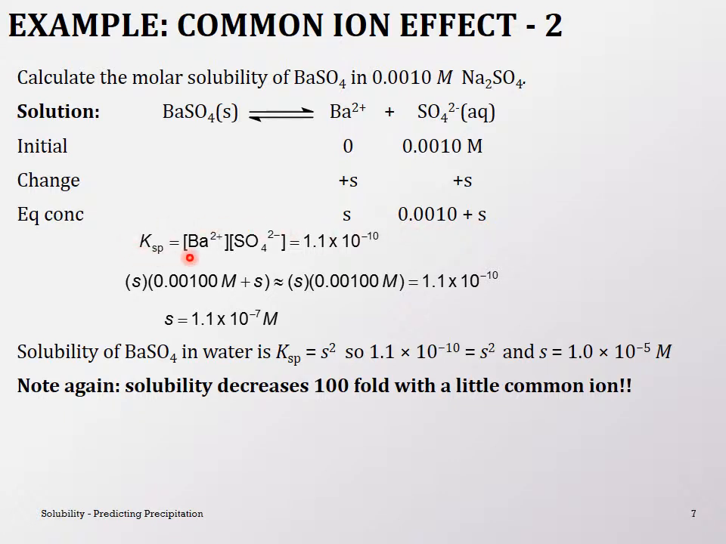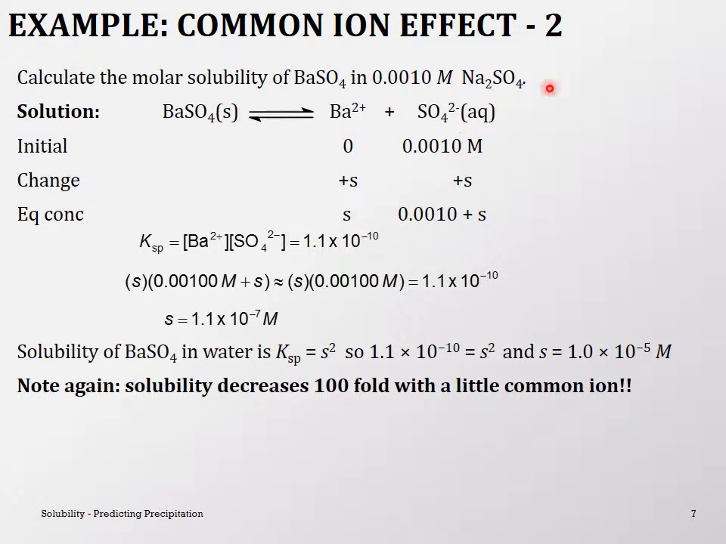The Ksp for the equation is barium and sulfate concentrations. Both of them are 1 to 1 moles, so you don't need any powers. And this is all equal to 1.1 times 10 to the negative 10. This is the Ksp value of barium sulfate, which I have to give you.